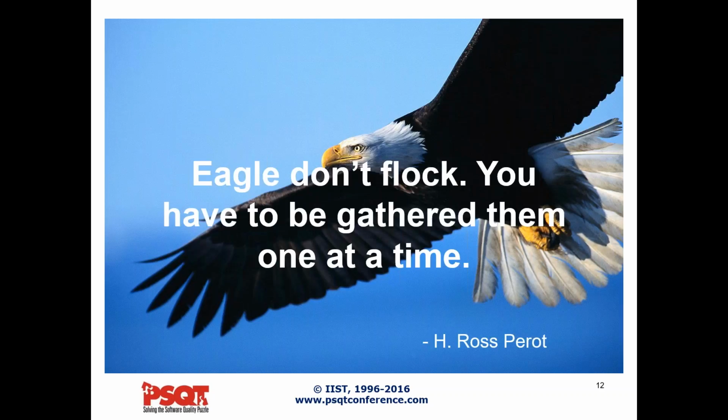H. Ross Perot, when he was putting together EDS, he came up with a slogan, which I fully subscribe to. I've seen it. It works. It is a mantra with me when I'm leading a team. Eagles don't flock. You have to gather them one at a time. What does that mean? It means that you cannot go to any one location and find all of the team members you need with all the skills you need. You need to go out and find them one at a time. That takes time, but you need to do it to have a good team.